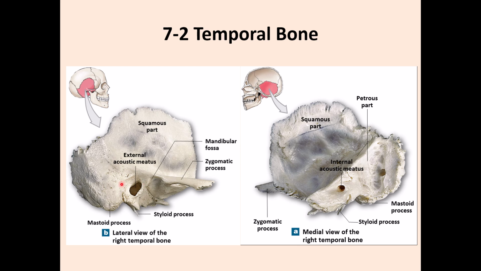Also, you can see the external acoustic meatus, where the external ear is attached, and sounds pass through this area to the middle ear, and from there to the inner ear. The medial view does not have a lot going on. The most important one is the internal acoustic meatus. This is where cranial nerve 8 leaves the temporal bone and goes to the lower part of the brain, called the brain stem. We will talk about that in chapter 14 when the time comes.